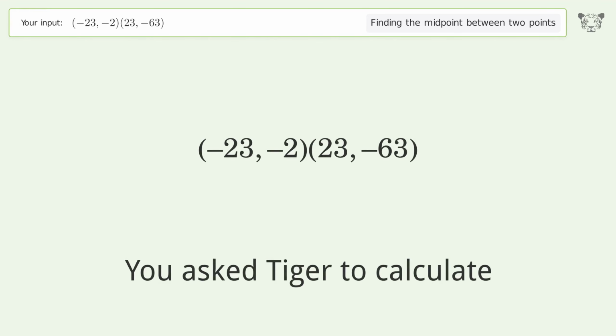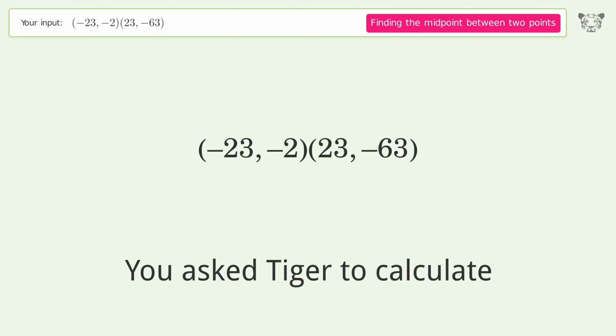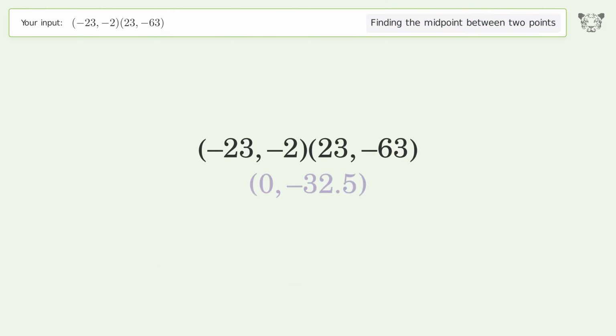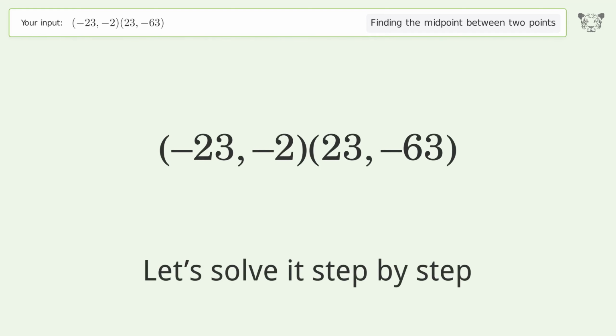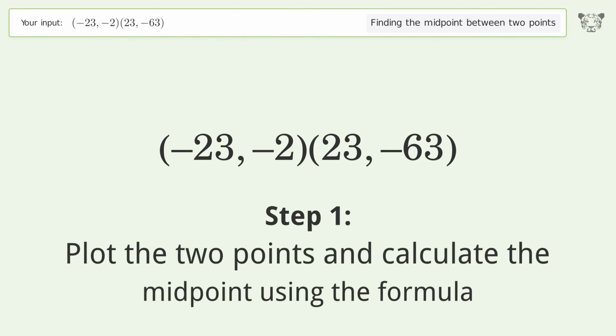You ask Tiger to calculate. This deals with finding the midpoint between 2 points. The midpoint between the 2 points is 0, -32.5. Let's solve it step by step. Plot the 2 points and calculate the midpoint using the formula.